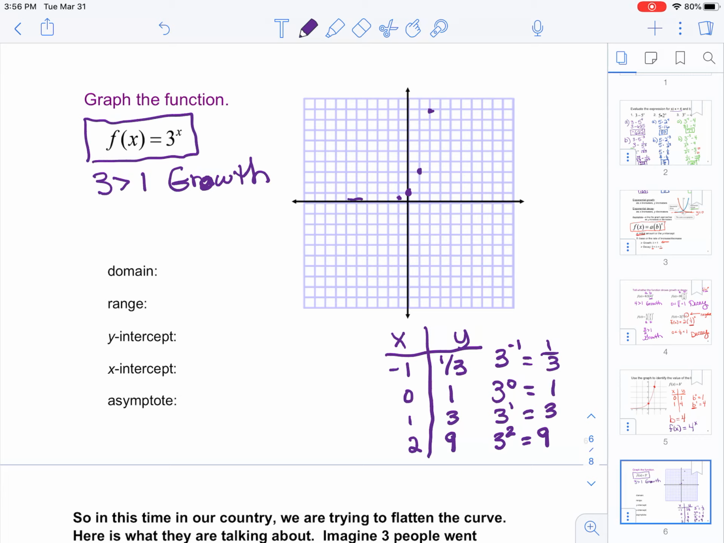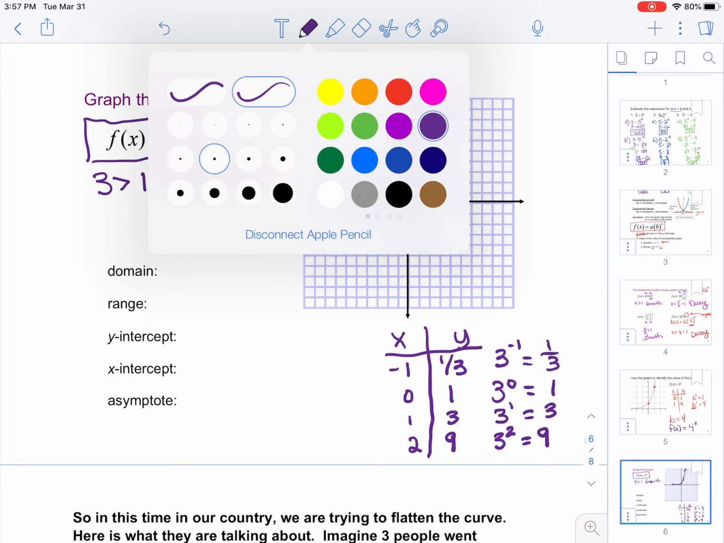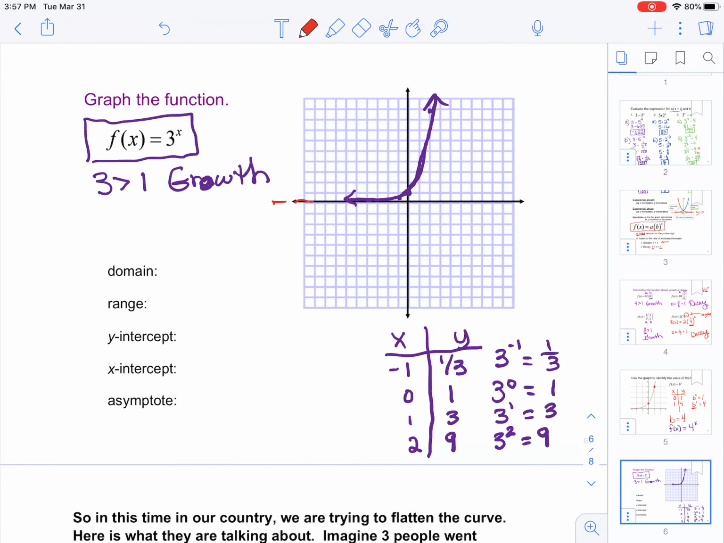Okay, and then we are going to connect the dots, and this is the exponential graph. And don't forget, what does it sit on? Here's its asymptote at y equals 0, which means it's not going to touch or cross that line.